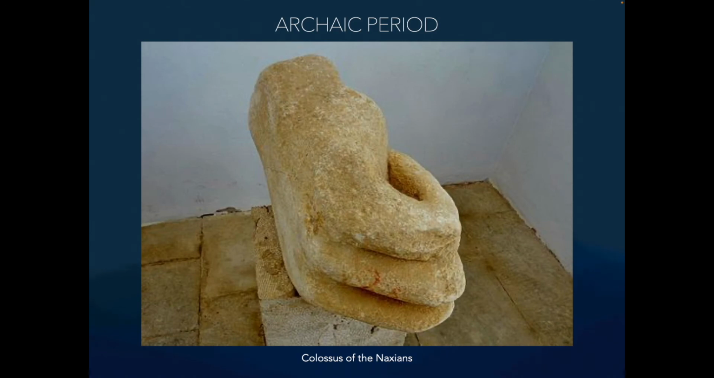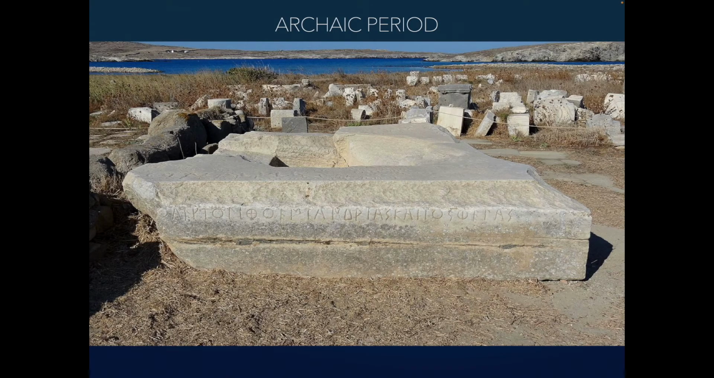We also see the development of massive statuary during this period, right? So we're going to see some big statues starting to develop during the Archaic period. Then we're going to see that explode during the Classical period, and we'll look more about that in a little bit. But this is basically what is left of a huge statue called the Colossus of the Naxians. This is the base that it was standing on. Just to give you an idea, it's big, right? This is just the base.